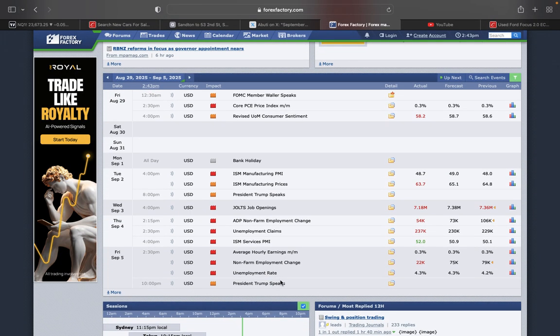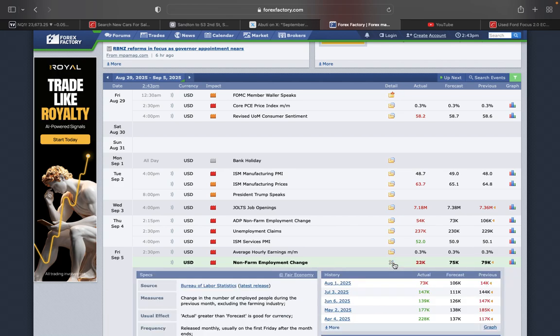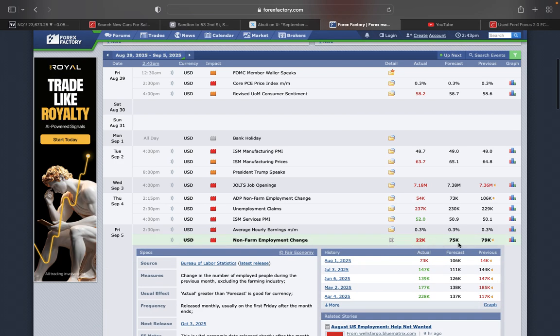The numbers came out, the forecast was 75,000 and the numbers came up at 22,000. So that just goes to show the NFP numbers, this most recent one, those are quite bad, as you can see there, right?